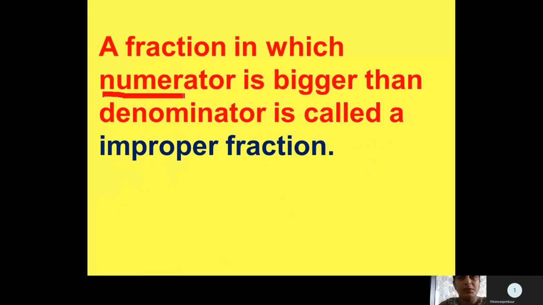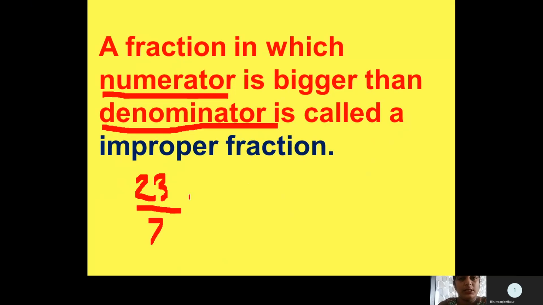Any fraction whose numerator is bigger than denominator is called improper fraction. For example, we can have the fraction 23/7. Now this 23/7 एक improper fraction है. क्यों? क्योंकि यहाँ पे जो numerator है that is 23. 23 is bigger than 7.